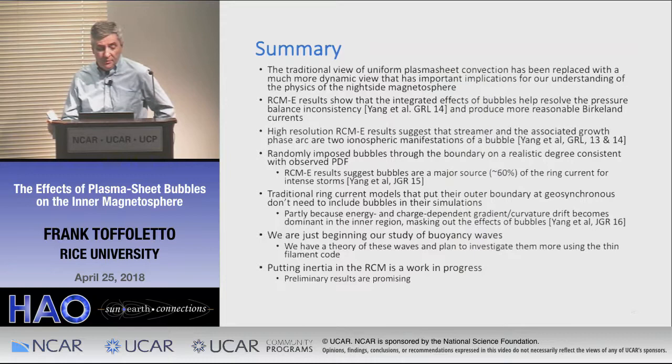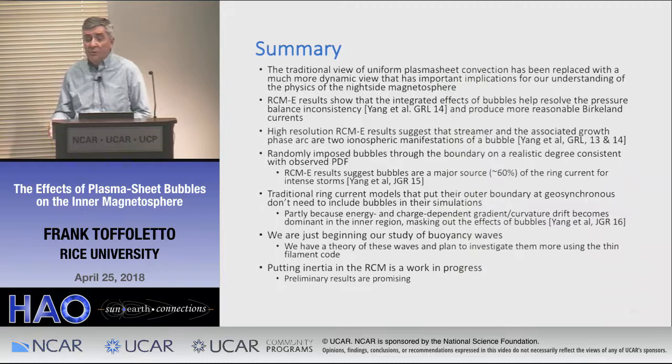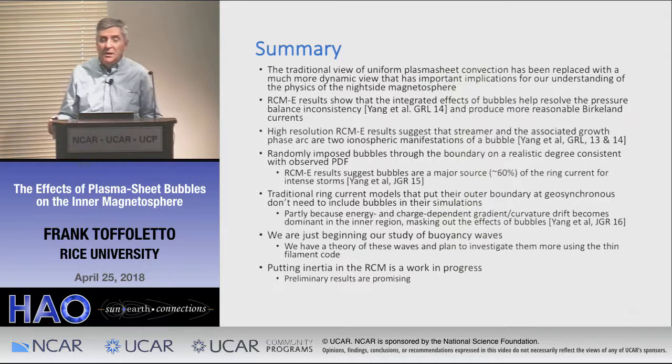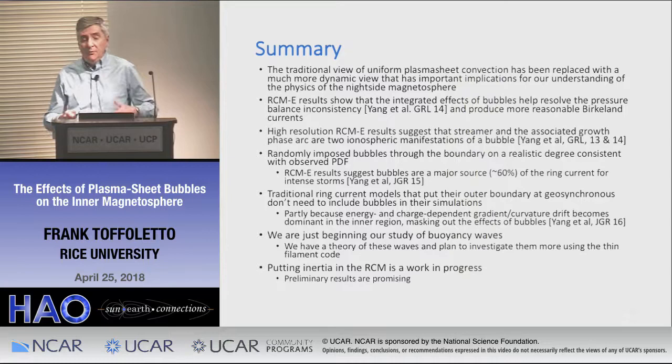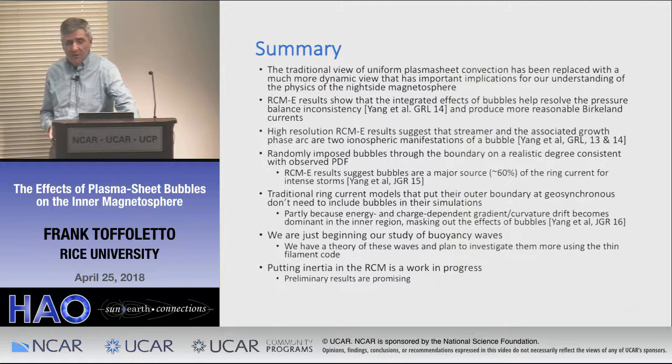This has led to a study of these so-called buoyancy waves, which I think is relatively unstudied in magnetospheric physics, and I think there's a lot of interesting physics that we can learn from that. We have a new theory, which is very simple, and we're just beginning to investigate some of the implications for the physics of these systems. And from the insight we've gathered, we're working to incorporate some new physics in the RCM, basically including the effects of inertia for the first time. Again, it's preliminary work, but I think it's promising that we seem to be heading in the right direction and putting in some interesting physics for the modeling of the magnetosphere as well. So with that, I think I'll stop and ask for questions. Thank you.